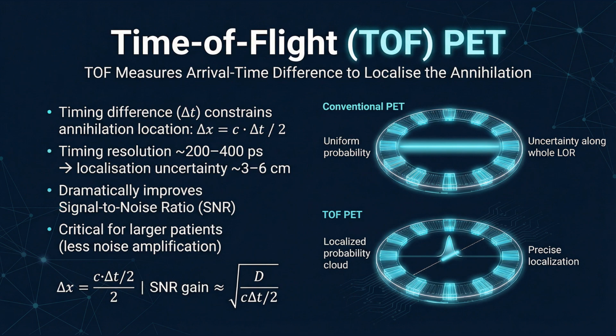Why modern scanners love time of flight. TOF PET adds another lever. If you can measure a tiny difference in arrival times, you can localize the annihilation to a shorter segment along the line of response. Better timing resolution directly improves image signal to noise and lesion detectability, especially in larger patients or low count scans.